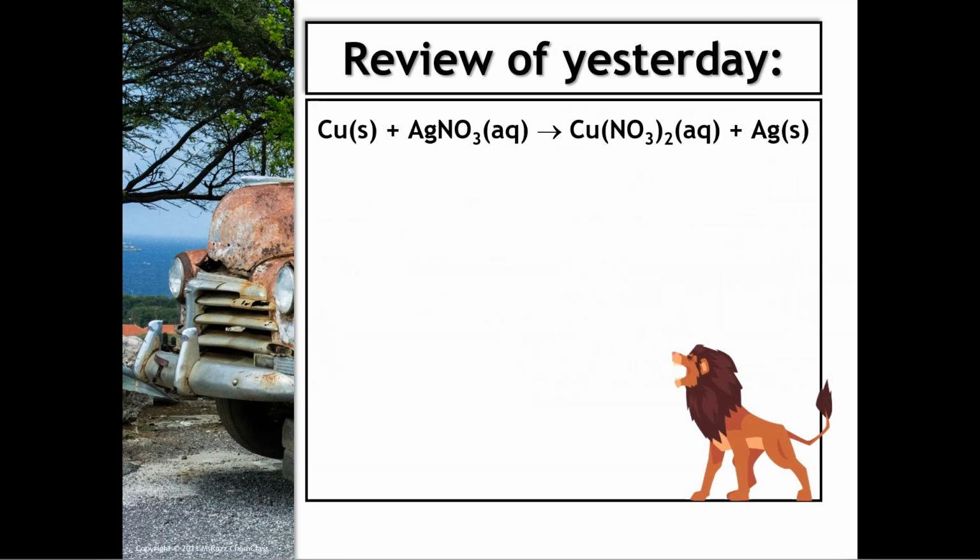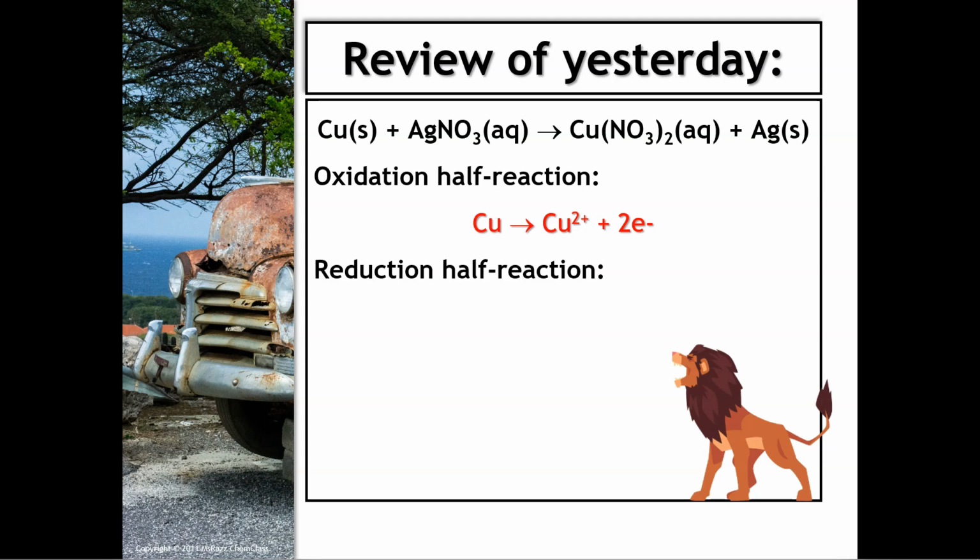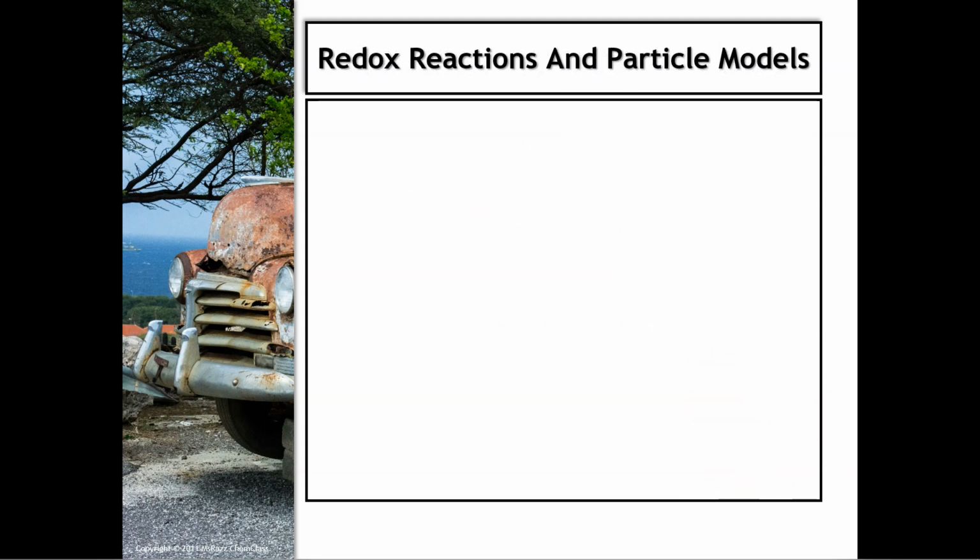So let's quickly review. Yesterday, we examined a reaction that looks something like this. I believe this was on your homework worksheet. If we were to look at the oxidation half reaction, it would look something like that. Notice copper goes from a 0 to a 2 plus for the oxidation state, and then 2 electrons are lost. For the reduction half reaction, notice that silver goes from 1 plus to now 0. So then we have to indicate that 1 electron was gained. So at this point, we've identified that a loss of electrons is oxidation, a gain of electrons is reduction.